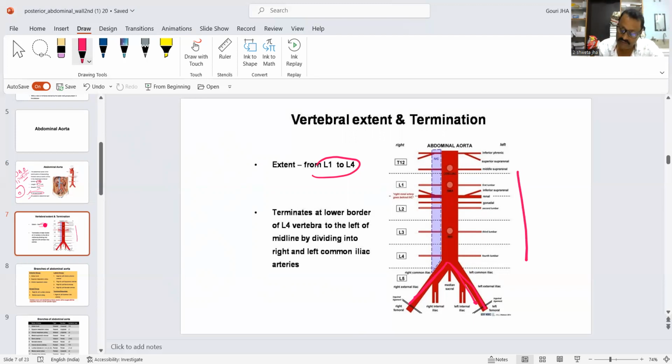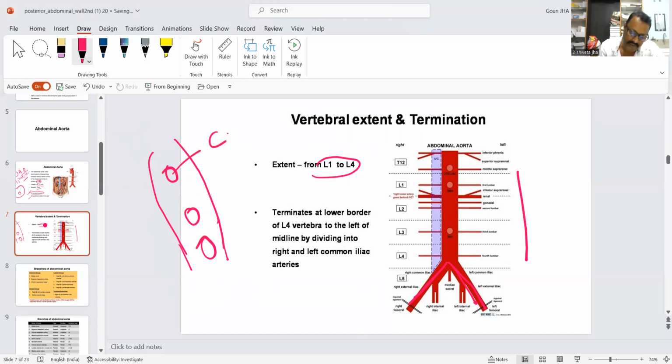Now we'll talk about the branches of the abdominal aorta. The abdominal aorta gives rise to branches coming from the anterior aspect. There are three branches from the anterior aspect: the celiac trunk, the superior mesenteric artery, and the inferior mesenteric artery.